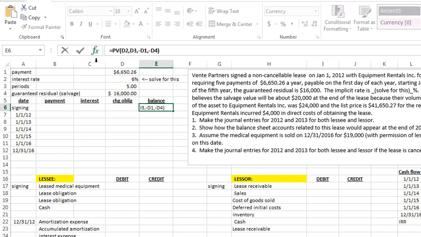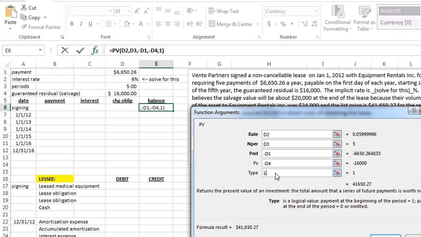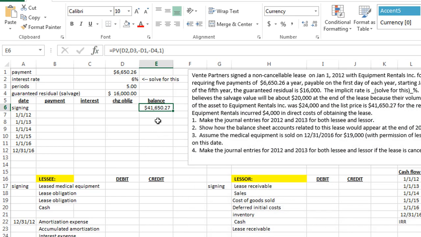Oops, wait a minute, I didn't do the annuity due. Let's pull that back up. So annuity due is a 1. And if you leave it blank or a 0, that's an ordinary annuity. Okay, and notice how that matches the fair value. So that's giving us a full 6% return. Okay, good. Everything looks good there.